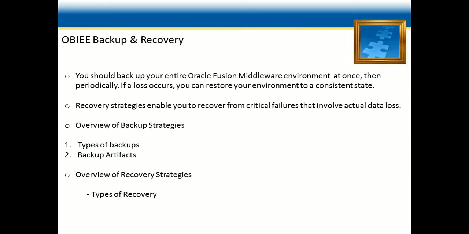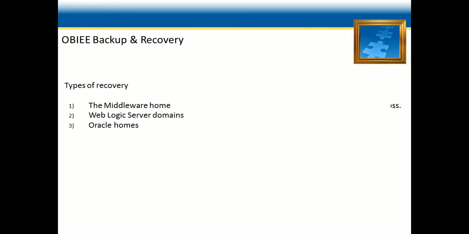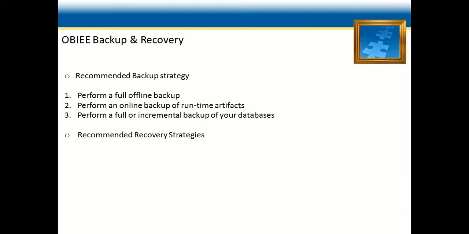In types of recovery, we have the Middleware home, WebLogic Server domain, and WebLogic Server Administration Server. You can recover your Oracle Fusion Middleware environment with these parts: WebLogic Server Managed Servers, Oracle homes, and Oracle instance home. So these are the types of recovery: the Oracle Middleware home, WebLogic Server domains, Oracle homes, and so on.